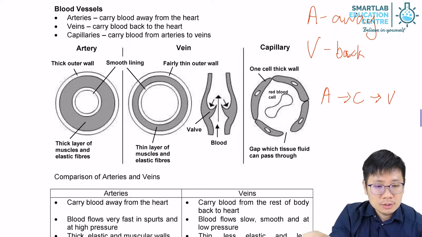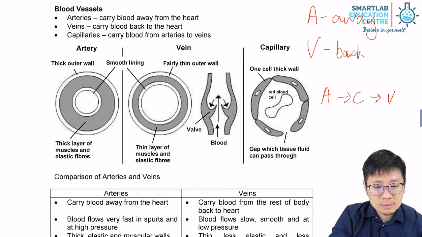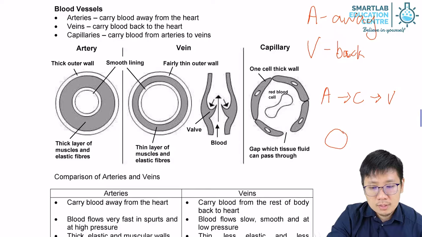Regarding their structure, the arteries are much bigger than the capillaries. The veins are also much bigger than the capillaries. Now, you can't see them from this picture in terms of scale, so I'm going to illustrate. If the arteries and the veins were this size, then how big is a capillary? A capillary would typically be around this size. Capillaries are really, really small.